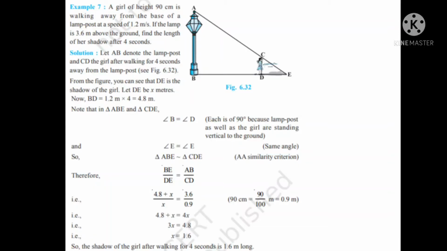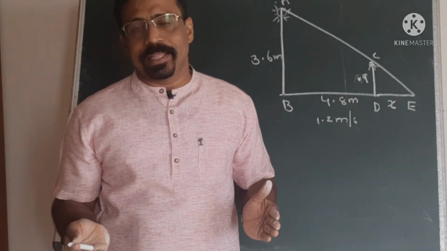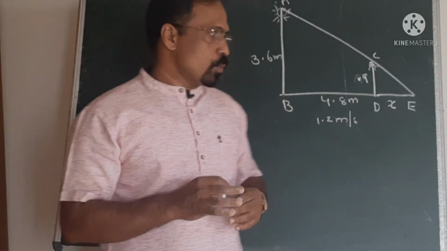Let us do example number 7. A girl of height 90 cm is walking away from the base of a lamp post at a speed of 1.2 meter per second. If the lamp is 3.6 meter above the ground, find the length of her shadow after 4 seconds. This question is very important from your exam point of view. The same question or a similar kind of question may come in the exam. Now first of all, let us understand the meaning of this question.